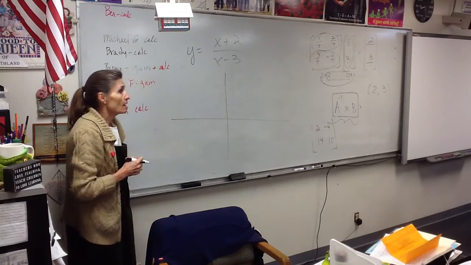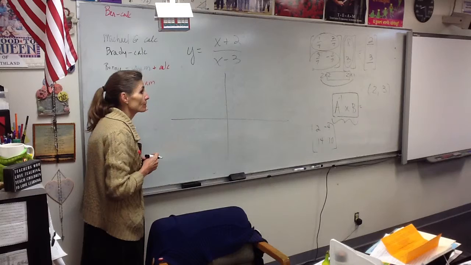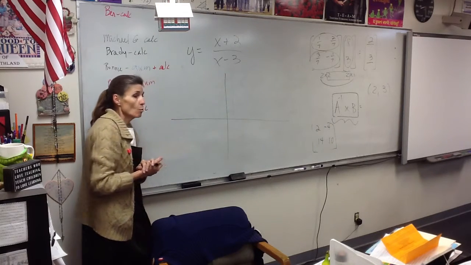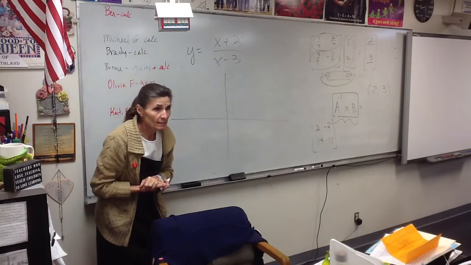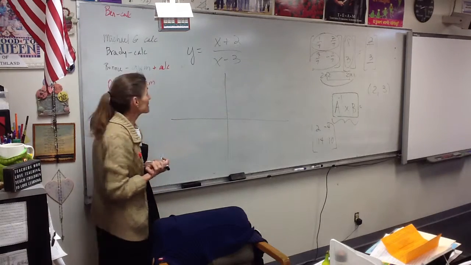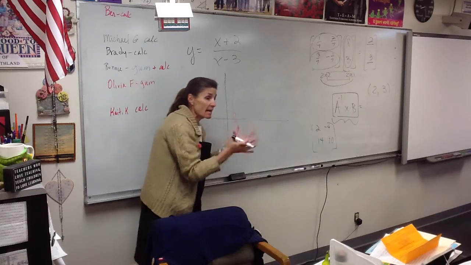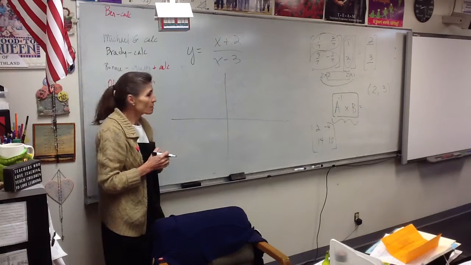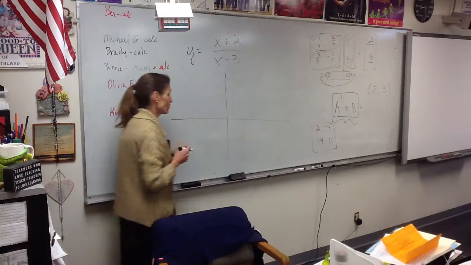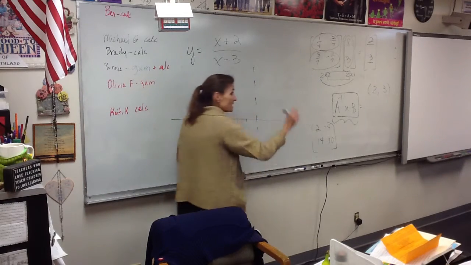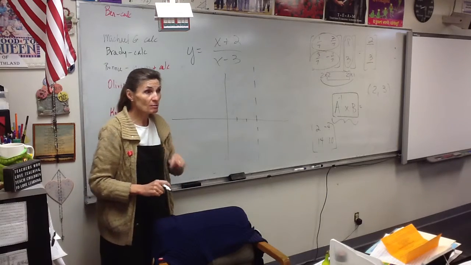X cannot be 3. Andrew, the denominator cannot be 0. What does that mean graphically? X can't be 3, which graphically is represented how? With a hole. Not as a hole, alright, as a vertical asymptote. Could we have holes? Yes. Not in this problem though.